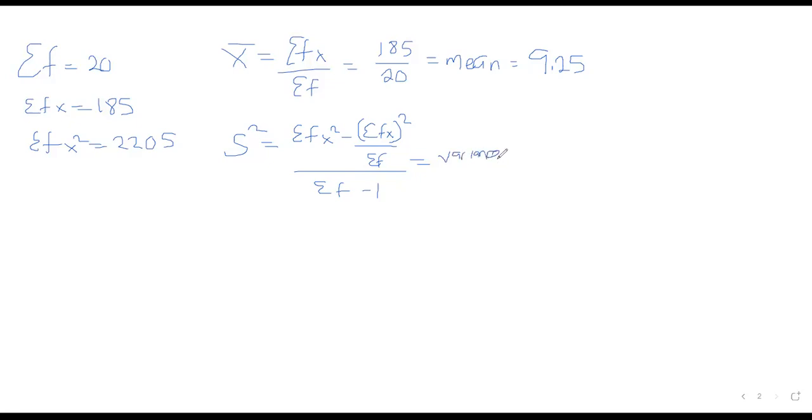If we substitute, note that these two figures are different. Summation of fx squared without brackets is a bigger number, 2205. Summation of fx to the power 2 is 185 squared divided by f, which is 20, everything over 20 minus 1. You always start from here. What is 185 squared over 20?